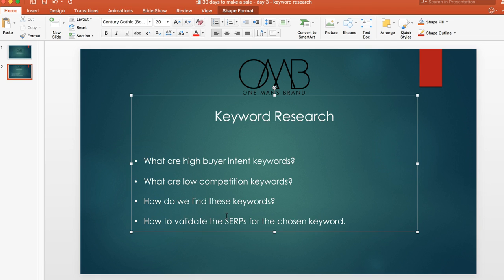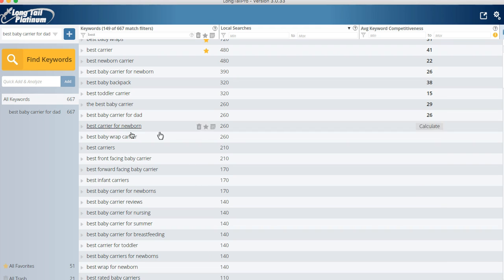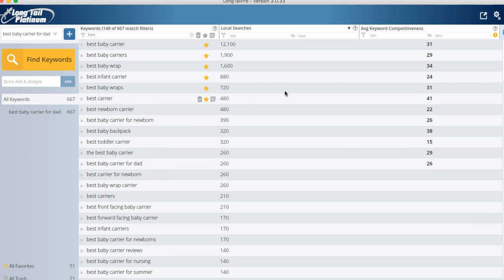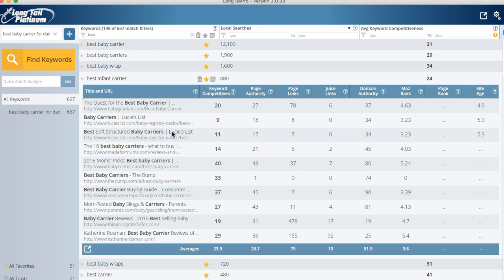How to validate the SERPs? Obviously the keyword competition score is the main validator, and then analyzing the top 10 results, checking the domain authority, checking the page authority, checking the site age, checking the actual websites themselves, and checking the content on the website is really important. Let's just go back to Longtail Pro here and just quickly before we finish, have a look at a different one. Let's have a look at this best infant carrier. So we do the same again here. We analyze the domain authority, we look at the site age, we look at the page authority.